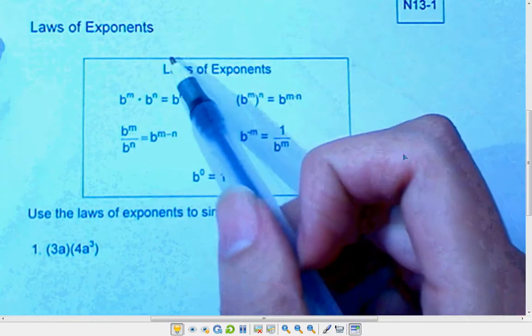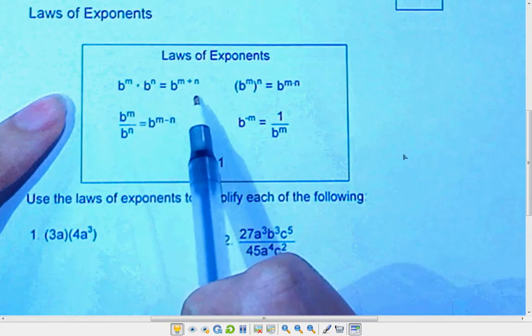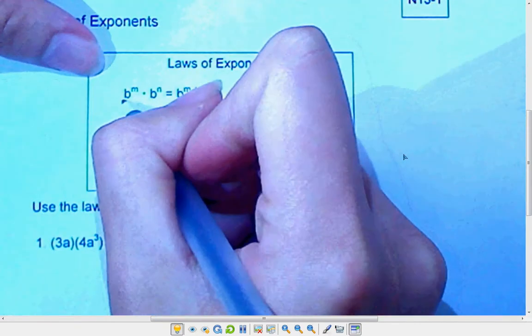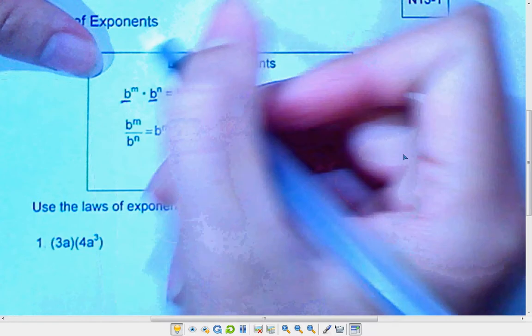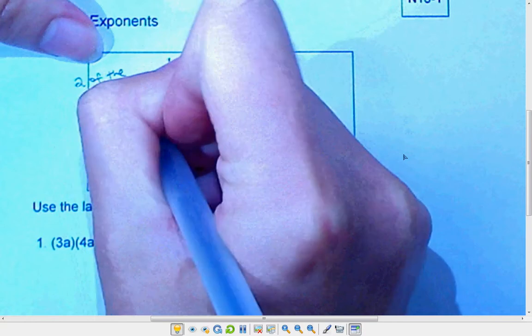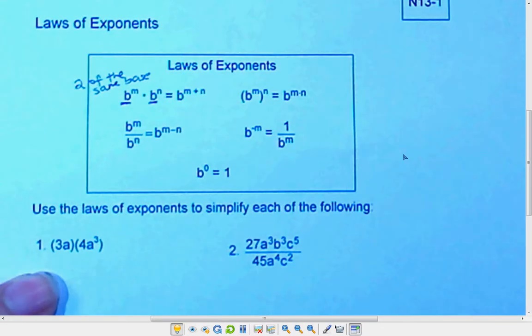One unit on laws of exponents. So these are all laws of exponents that you've seen before in probably Algebra 1 and Algebra 2. So this first law right here is when we have two of the same base, and when they're multiplied together, we're going to be adding our exponent, so m plus n.